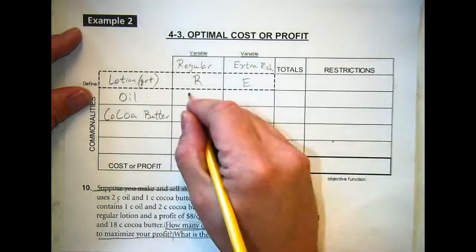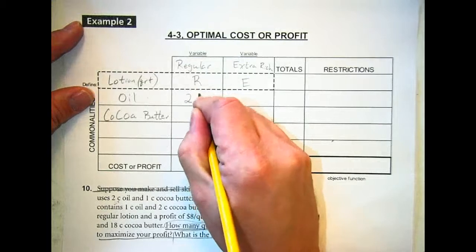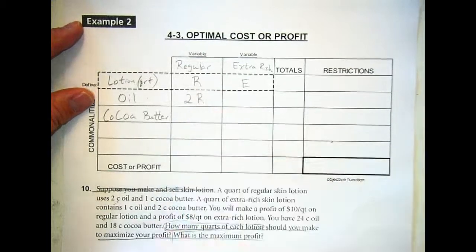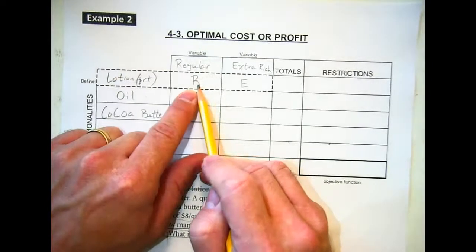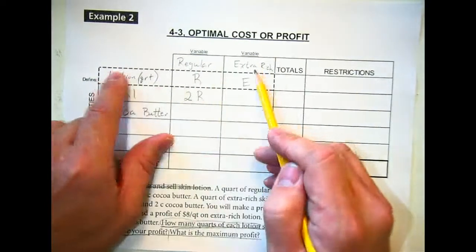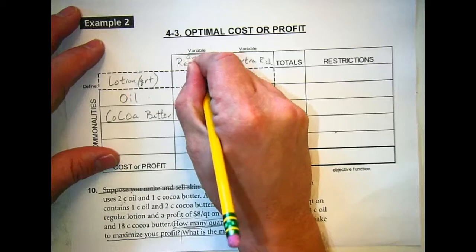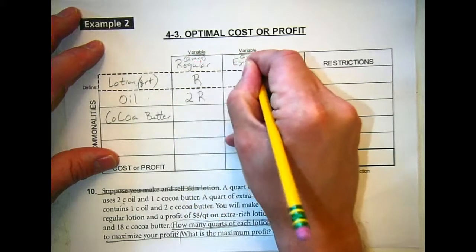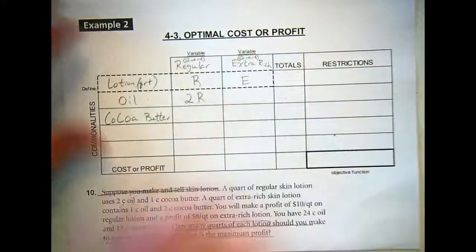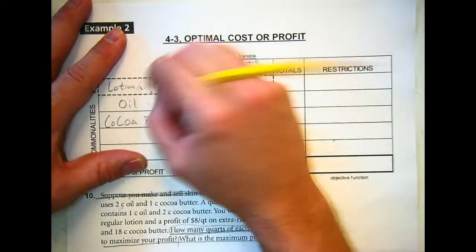Okay, what do we have here? 2 times R. It's not 2 times quart, right? We've defined a quart of regular lotion being R, and we've defined a quart of extra rich being E. So maybe it would have been helpful if you had written the word quart right here. Maybe some of you need to see that. That's a quart of extra rich and a quart of regular. Quart.